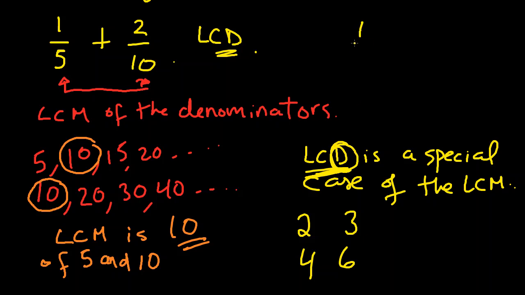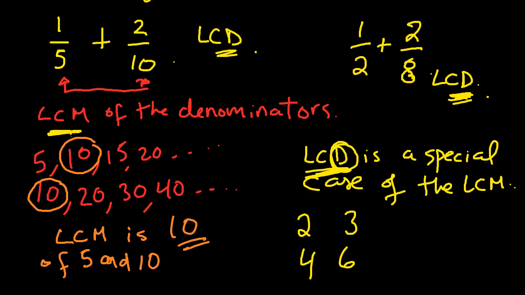If we had the fractions 1 over 2 and 2 over 8 as another example, I wouldn't say find the lowest common multiple of these fractions, because that doesn't make sense. I would say, if you want to add these fractions, you need to find the lowest common denominator. And we know that the lowest common denominator is just the lowest common multiple of the denominators. That's why it's called the lowest common denominator. So lowest common denominator is specific to when you're using fractions, and lowest common multiple you can find with any two numbers.